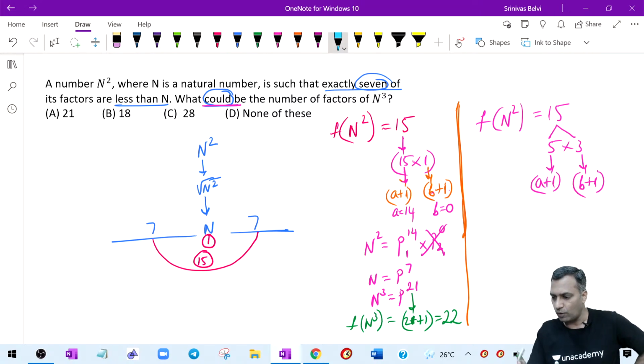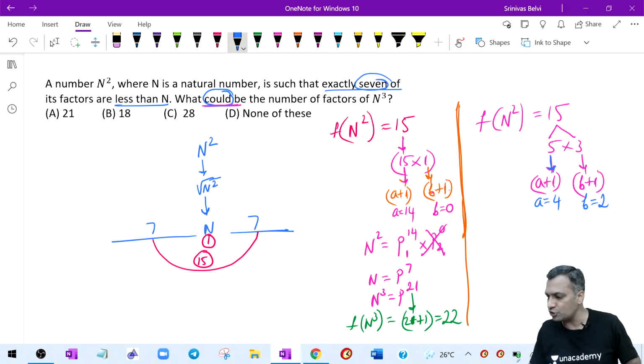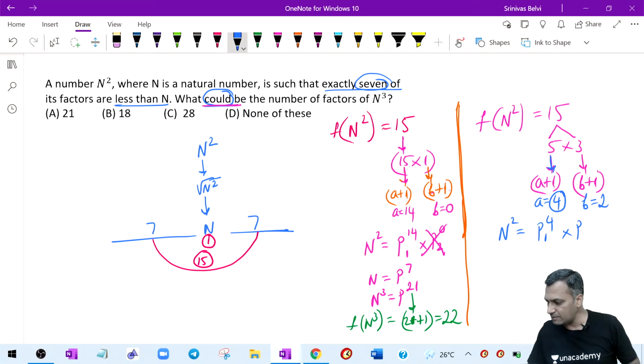Fair enough. Therefore, what is the value of a from here? Value of a is 4, because a plus 1 is equal to 5 means a is nothing but 4. B plus 1 is 3. What is b? b is equal to 2. And hence, n square is nothing but prime 1 raised to power 4. There is one prime which is raised to the power 4. There is a second prime which is raised to the power 2. This is what you are trying to say.